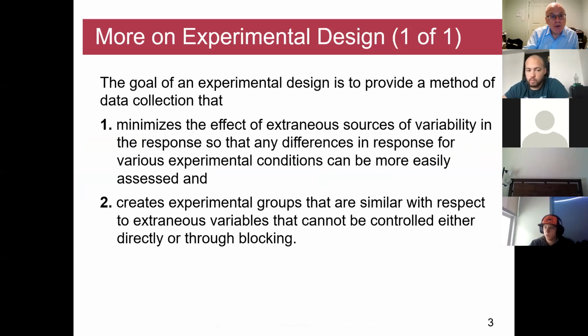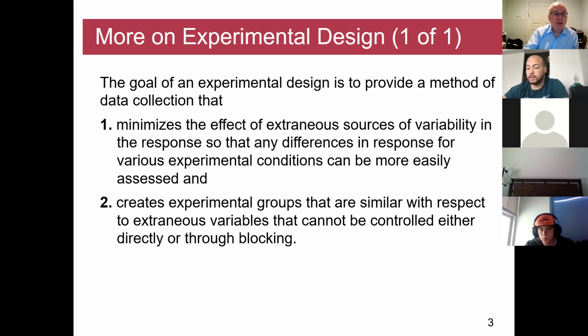All right, so what is the goal of an experimental design? This is something that is sort of repetitive again, but let's read through it. We want to minimize the effects of extraneous sources of variability in the response variable, so that any differences in the response for various experimental conditions can be more easily assessed or understood. Basically, using more colloquial language, we're trying to get rid of other possible influences that could be affecting the results of your experiment. We want to control for them. We want to minimize them.